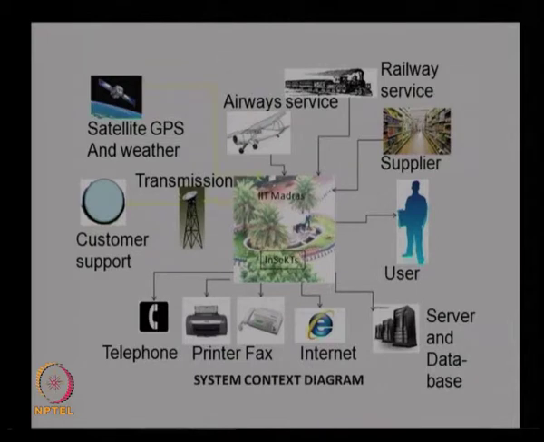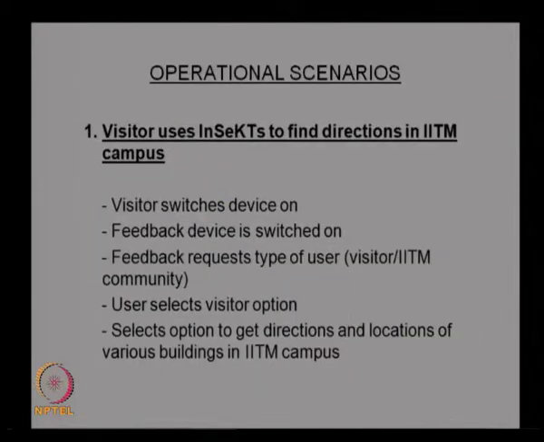So, we will look at the scenarios under which the system will be used. In order to identify the input output requirements, we go for the scenario tracing and getting the requirements. So, in order to do this, we will consider various operational scenarios. As you know, the operational scenarios vary in different situations. So, we will look at the various scenarios. One scenario we can identify is that the visitor uses the system to find the directions in the IITM campus. So, this is one of the scenarios.